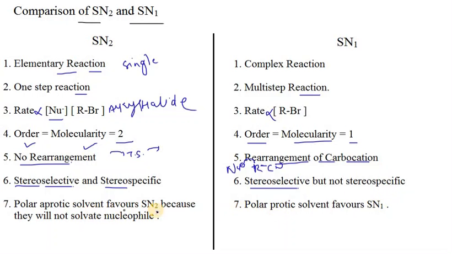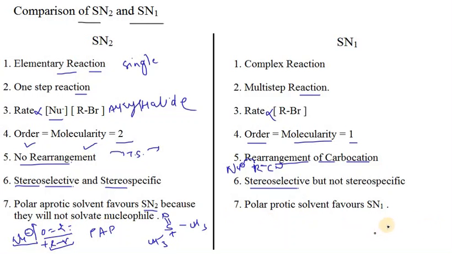Polar aprotic solvent favors SN2. A polar aprotic solvent is a solvent which does not have a free positive tail. So it repels the nucleophile, and when it repels the nucleophile, the intensity of the nucleophile increases. As the intensity of the nucleophile increases, both the substrate and the reactant are present in considerable concentration, so the order is 2 there.